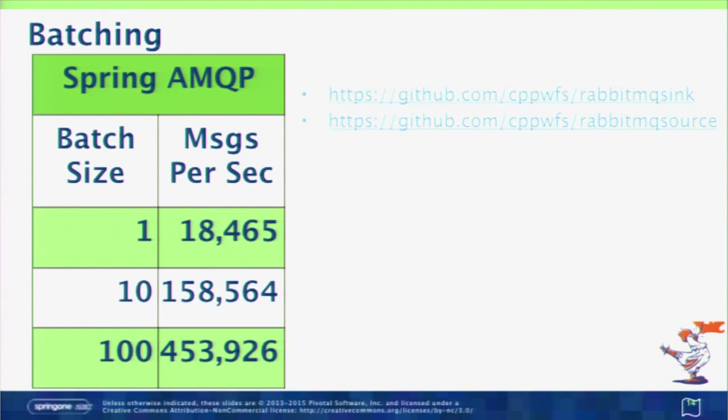But if you take advantage of the AMQP release that just came out and you use their batching, you go from 18,000 to 158,000 events a second by just batching 10. And this is on message sizes of 1,000, okay? And if you go to 100, it's 453,000, and then we hit that plateau we showed before, right? The third one is the last one we're going to actually test against.